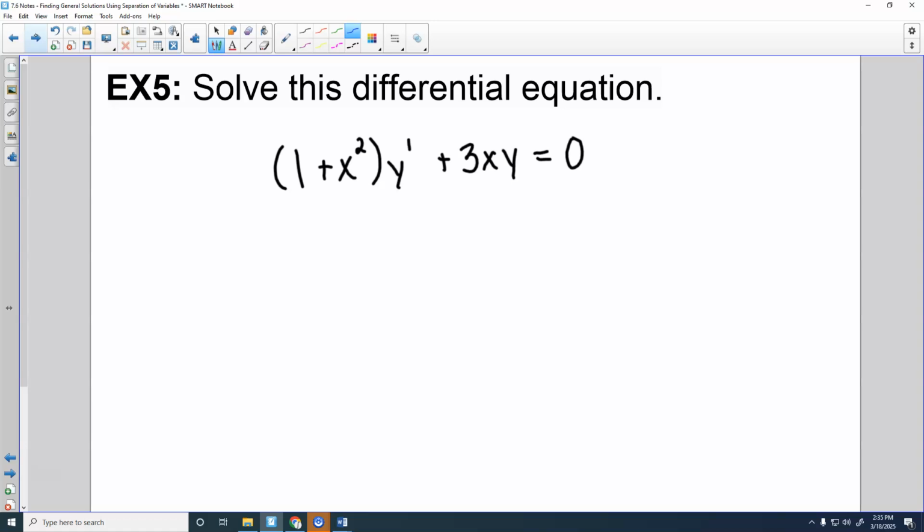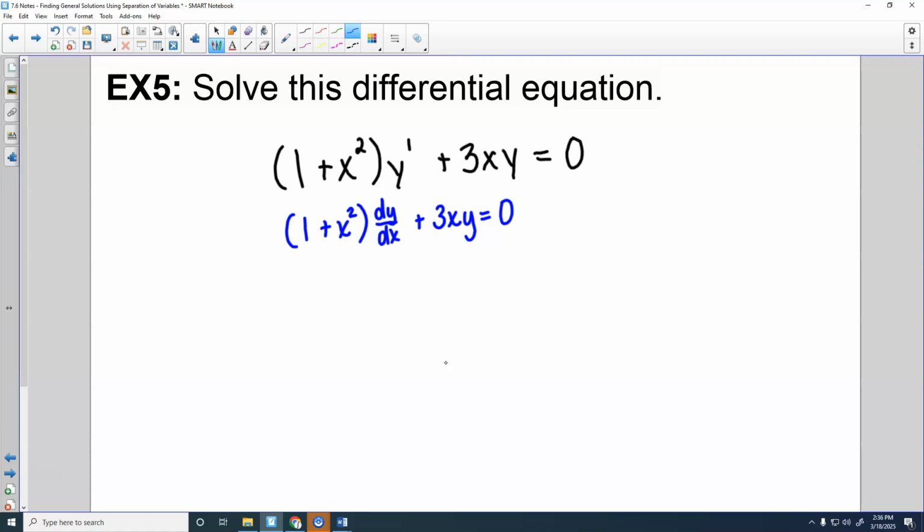The first thing I would do here is, I don't do y primes. I get confused with that notation. So I would do 1 plus x squared dy dx plus 3xy equals 0. All right, we've got to get the x's on one side, y's on the other. I said your first step's always to multiply by that denominator. It's actually not on this one. What would you do on this one?